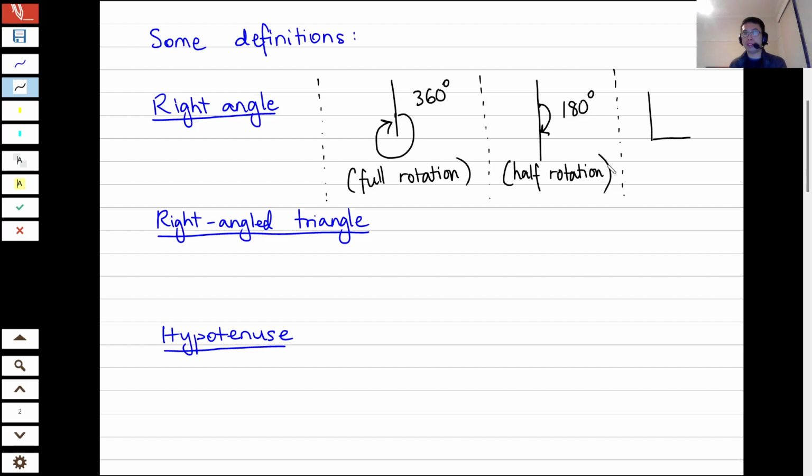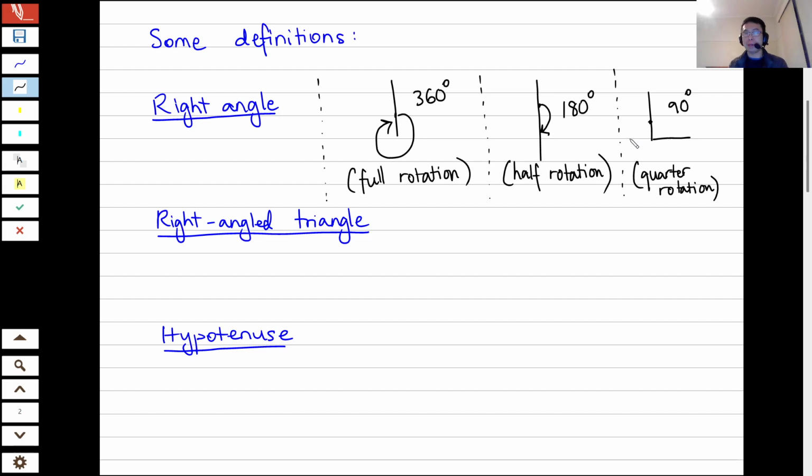The other thing we could do is halve it again. Imagine I'm facing the front and I turn to the right or turn to the left. This is now a quarter of a full rotation, and this constitutes 90 degrees. And 90 degrees is very common.